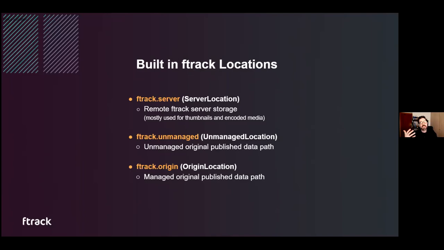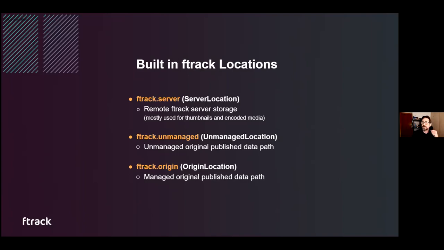The ftrack unmanaged location will register the path of what you have been publishing, but will not manage the files themselves. So basically, it won't let you remove them, it won't let you do much about them. It will simply store the data. And the original location, on the other hand, will have a similar behavior, but will retain the original file path and will let you manage the files themselves.